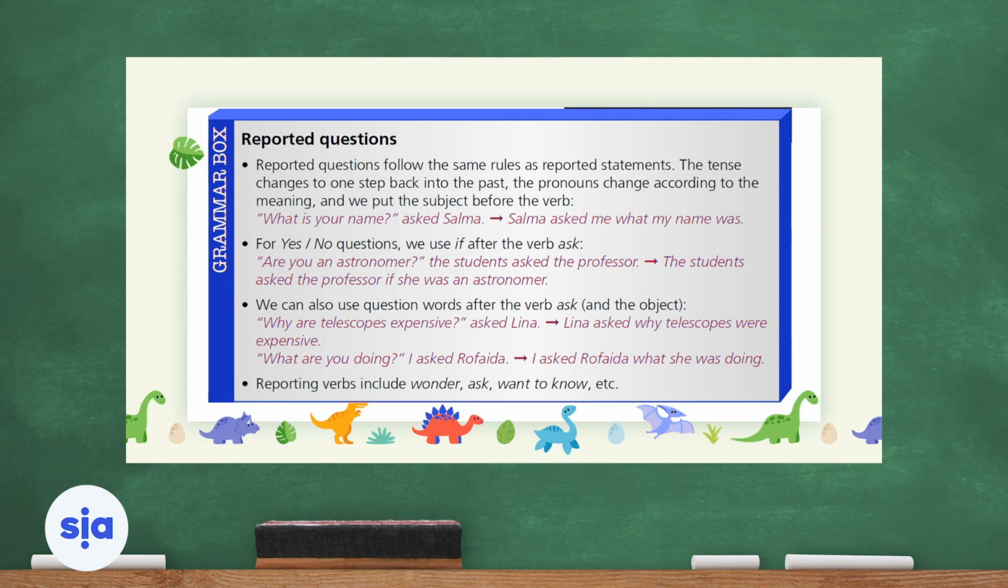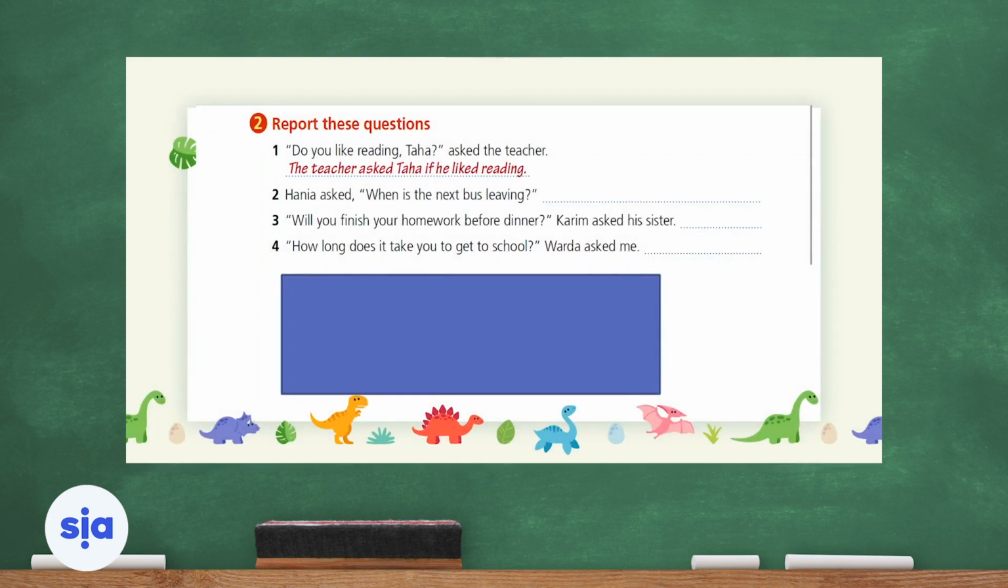We're going to move on now to exercise 2. Guys, you're going to be practicing reporting these questions. The first one is done for us. Let's take a look at the model. Do you like reading Taha? Asked the teacher. So over here, the teacher is speaking to Taha. She's asking him a question. So we want to report what the teacher asked. So we're going to say, the teacher asked Taha if he liked reading.